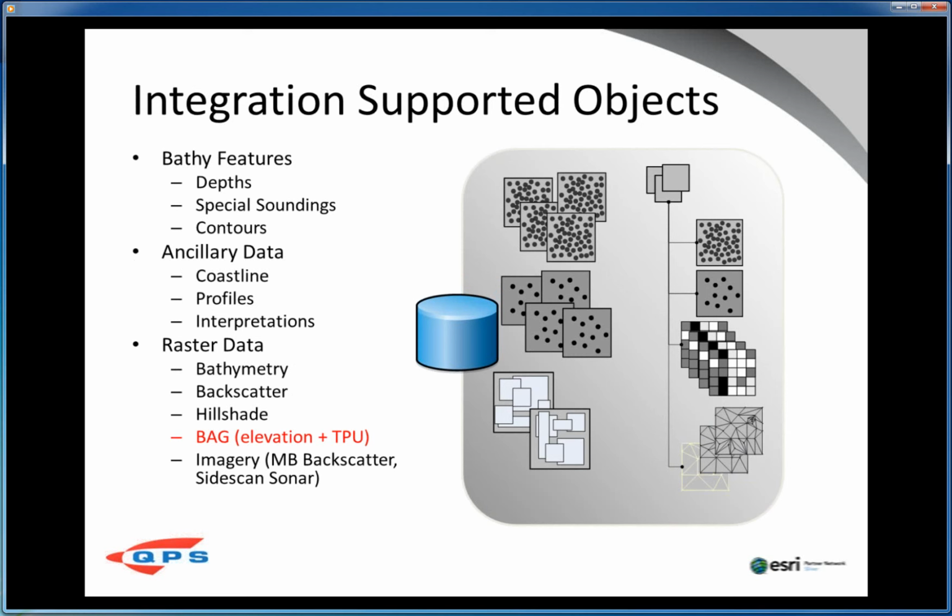How the integration works, we support certain objects. This is an integration where you can take data in Fledermaus and directly transfer it to ArcGIS. The supported objects include Bathy features, so depths, sounding depths, special soundings, contours, ancillary data like coastlines, profiles, and interpretations, and then raster data, bathymetry, backscatter scalars, hill shades, so sun-illuminated images, the BAG, which I'm going to talk about on the next slide, and imagery, things like side scan sonar or backscatter imagery as well.